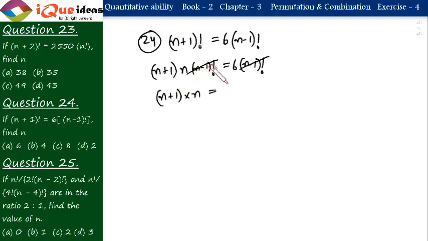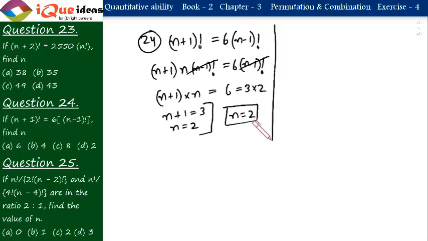Now n plus 1 into n is a product of two consecutive integers. Now 6 can be written as 3 into 2. So very clearly we can see that n plus 1 is equal to 3, n is equal to 2. In any case, you get the value of n as 2. Right? Then comes question number 25. Let's see.